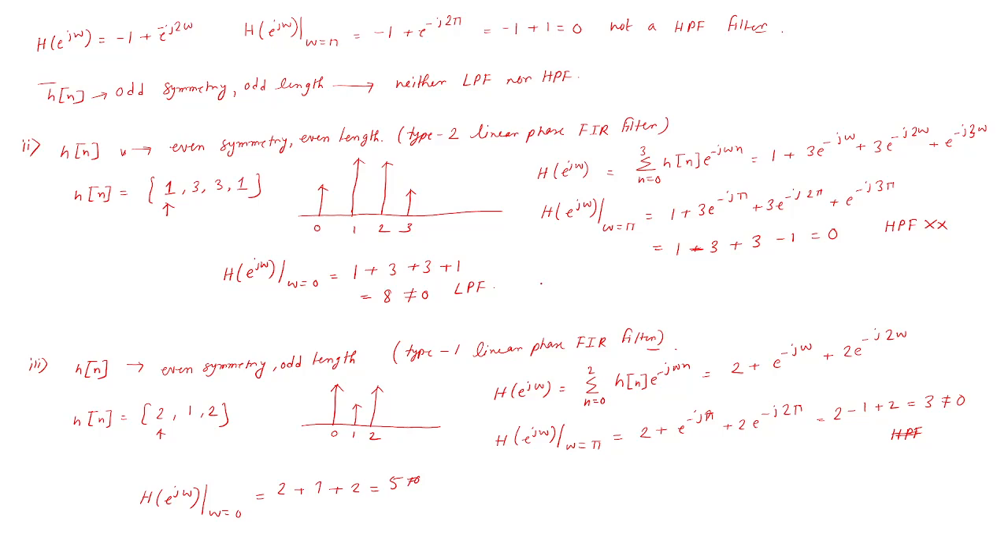The third case, we see the impulse response has this property of even symmetry and odd length. Here we see that the frequency response at omega equal to 0 and omega equal to pi both have non-zero values. Therefore it is an all pass filter.